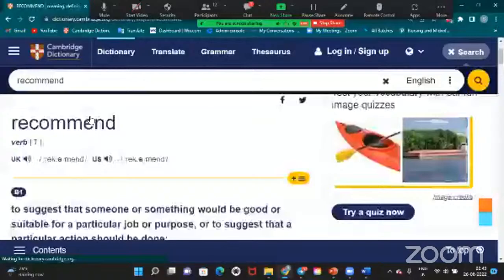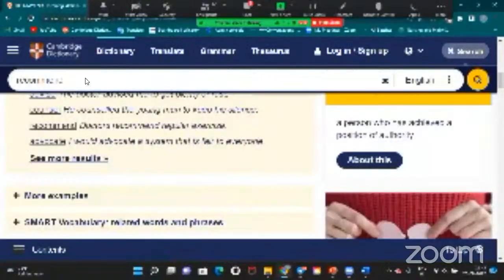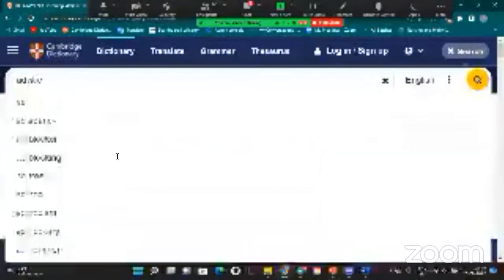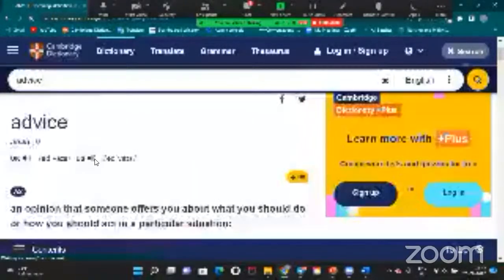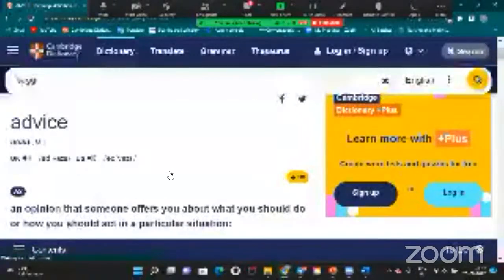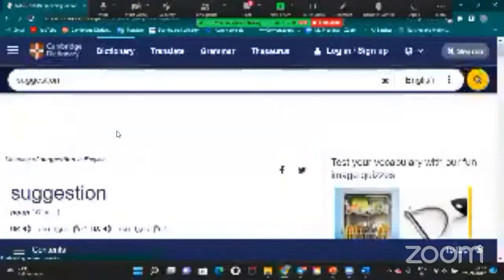Okay. Advice. Just checking. Advice. Then suggestion. Suggestion. So you see, these words are both formal and informal. Any way you can use. These words, no formal, no informal. So that's why. Okay. Then rebellion.